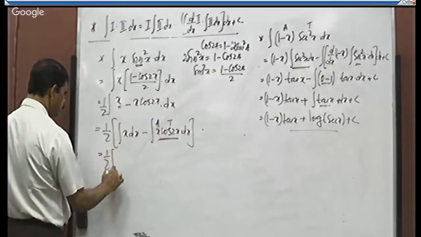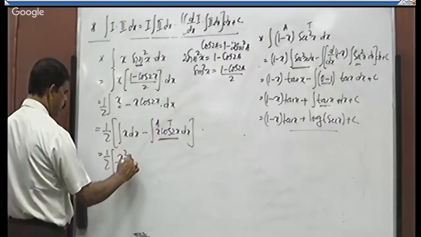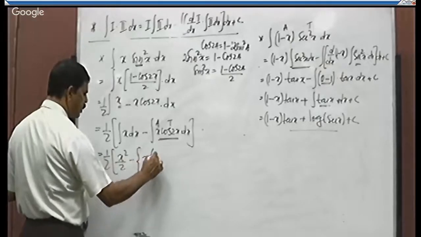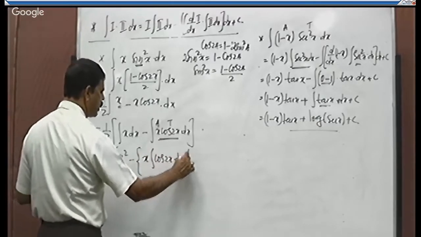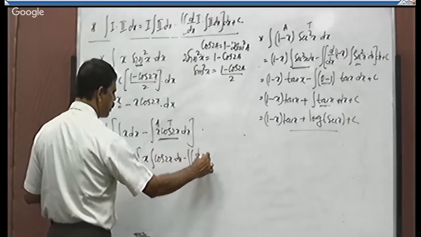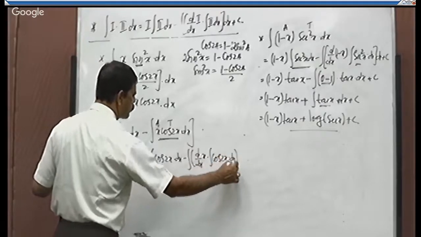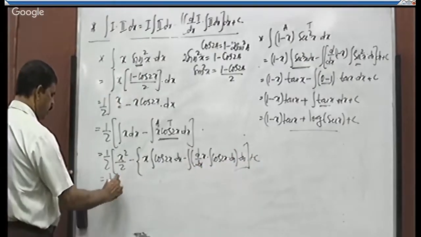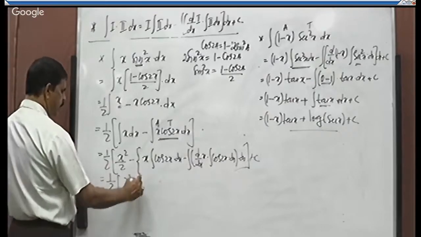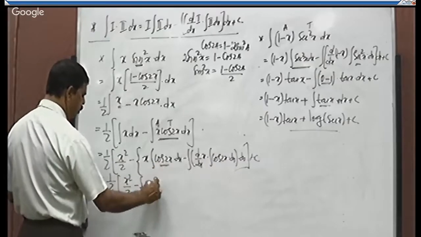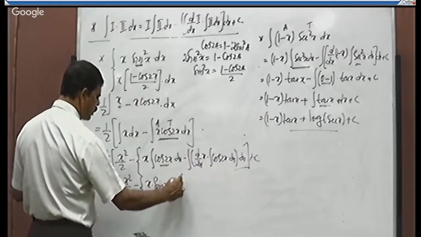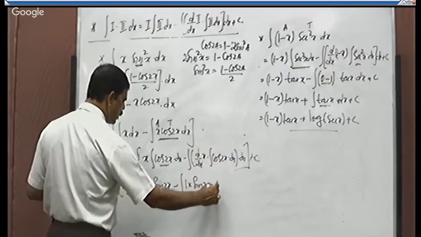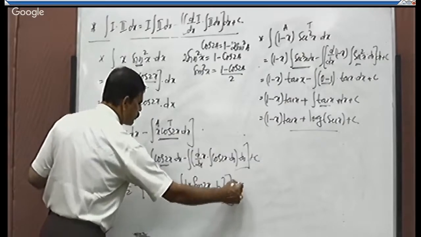1 by 2 into, for x it is x square by 2, minus, put again one bracket, apply the integration by parts rule: first function into integration of second function minus integral of, in brackets, d by dx of first into integration of second into dx, plus c. It is equal to 1 by 2 into x square by 2 minus x into, what is integration of cos 2x? It is sin 2x divided by 2, minus integral of differentiation of x, which is 1, into integration of cos 2x, sin 2x divided by 2 into dx, plus c. Is it right?